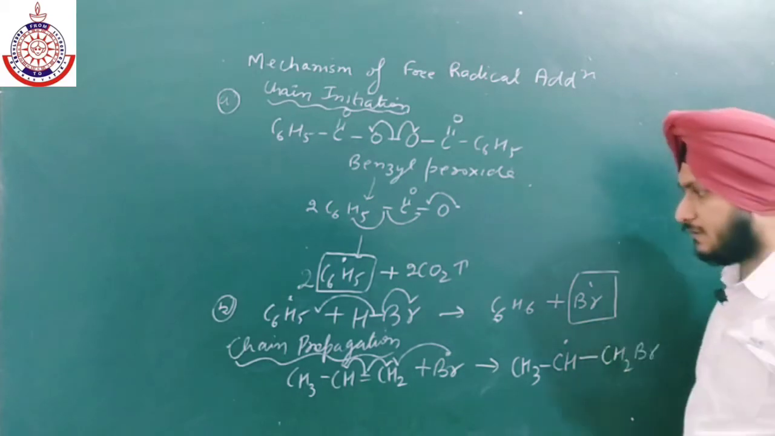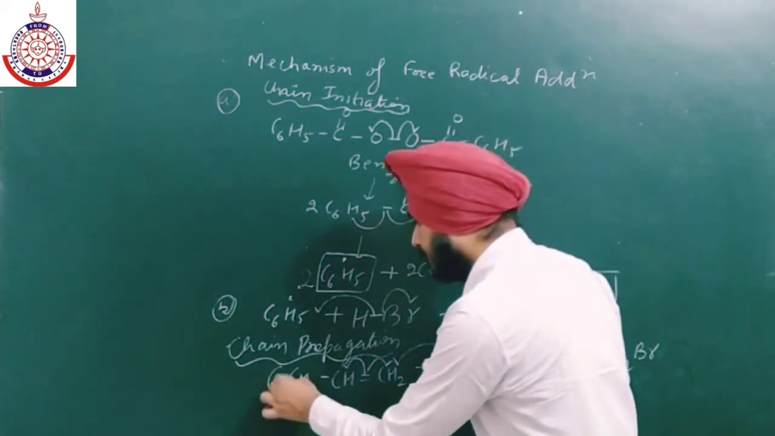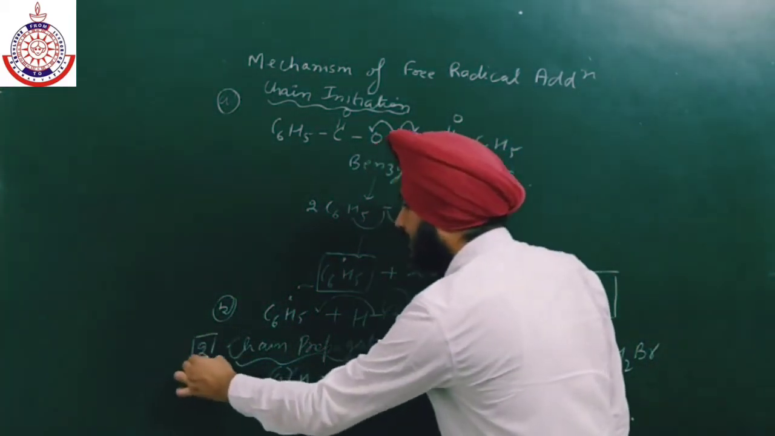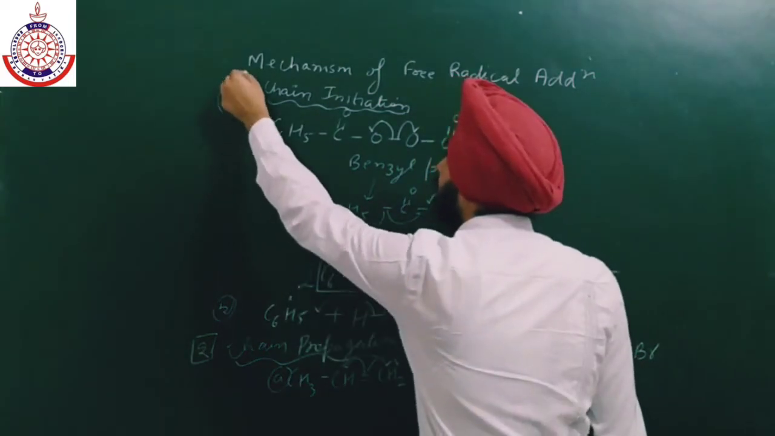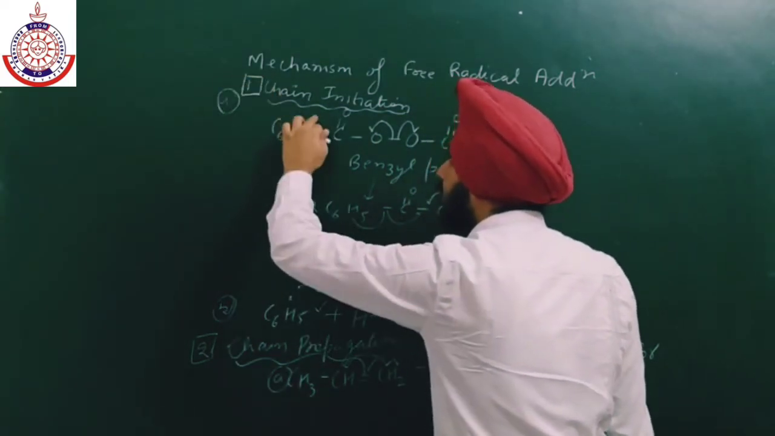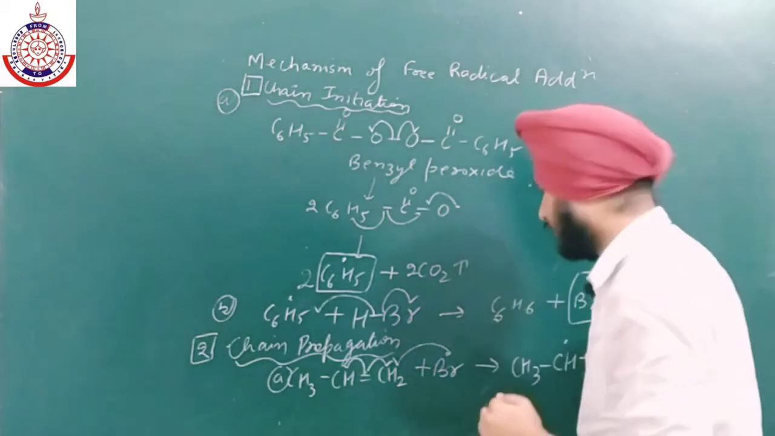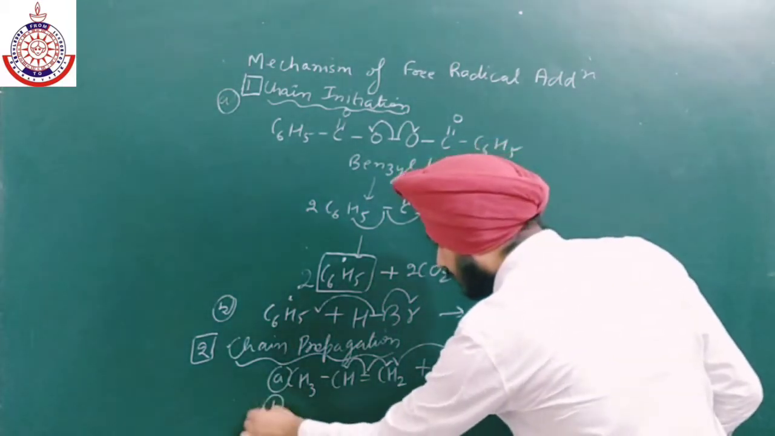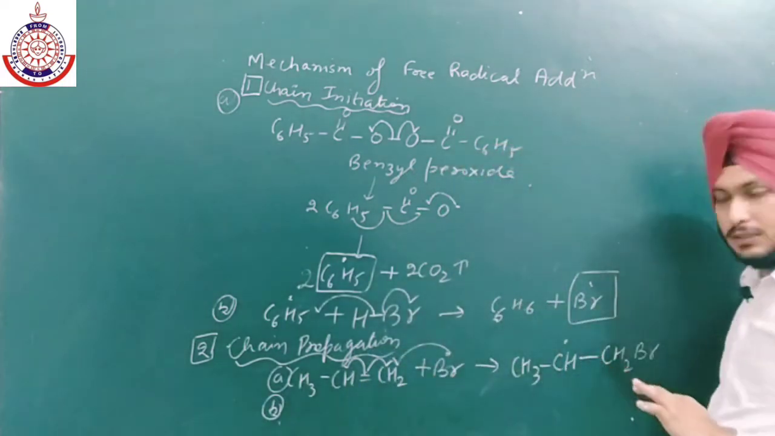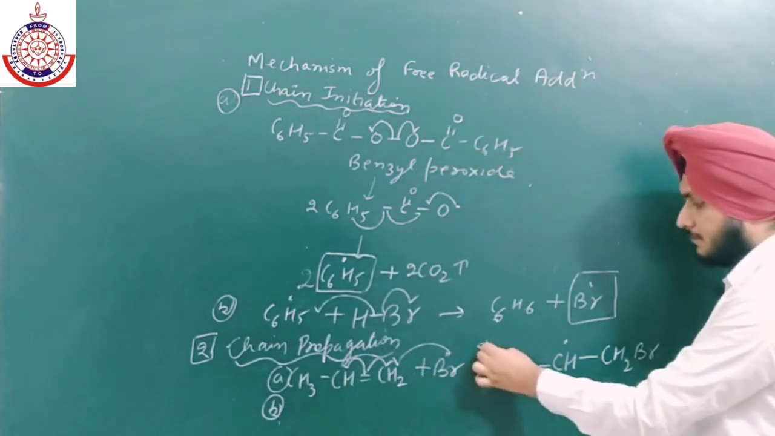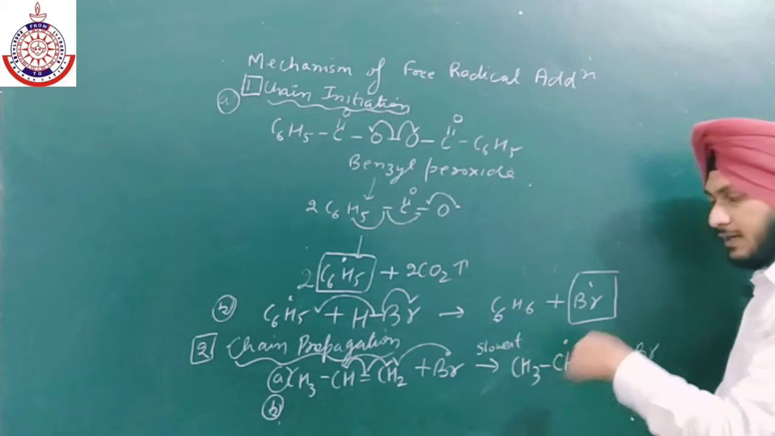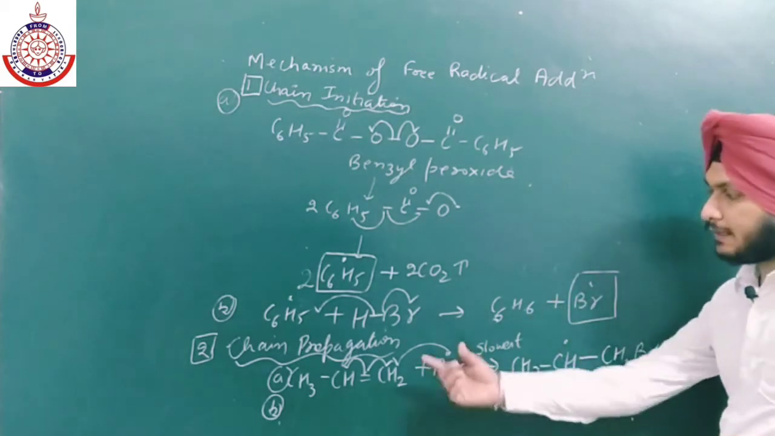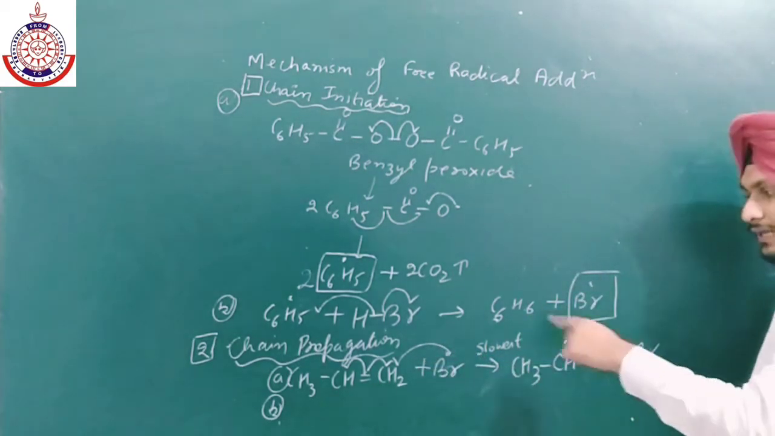Okay, so this is the first step of chain propagation. Here we have chain initiation, then the chain propagation, and this is the first step. The second step is, okay, these two steps are quite important. This is the slowest step, the attack of the free radical on the alkenes. Okay, this is the rate determining step.